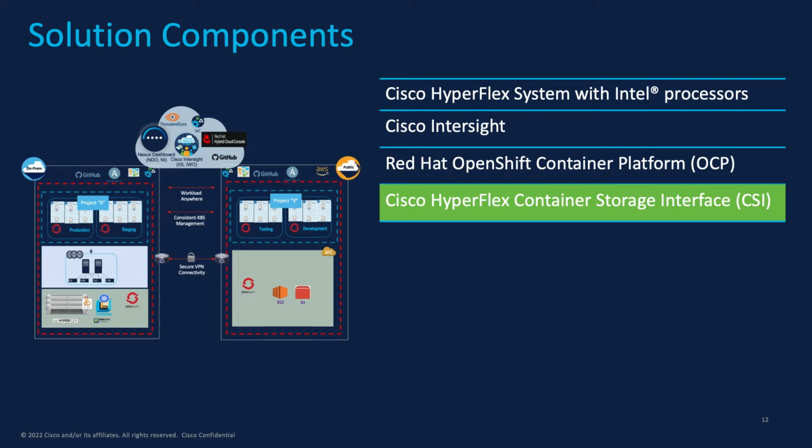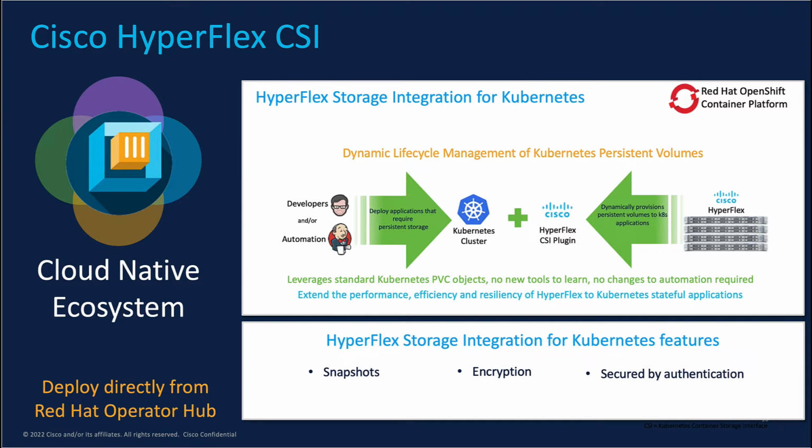To provide persistent storage for the stateful workloads deployed on-prem, the solution uses HyperFlex CSI deployed directly from Red Hat's Operator Hub. HyperFlex CSI is a Kubernetes CSI plugin that allows developers to dynamically provision persistent storage from HyperFlex for stateful container workloads. HyperFlex CSI uses standard Kubernetes objects such as persistent volume claims and storage classes that Kubernetes developers and operators are very familiar with. The CSI plugin can be deployed with the push of a button simply by searching for the HyperFlex CSI in the Red Hat Operator Hub and then clicking Install. Once the CSI is deployed on the OCP cluster, any stateful application can request and use storage as needed.